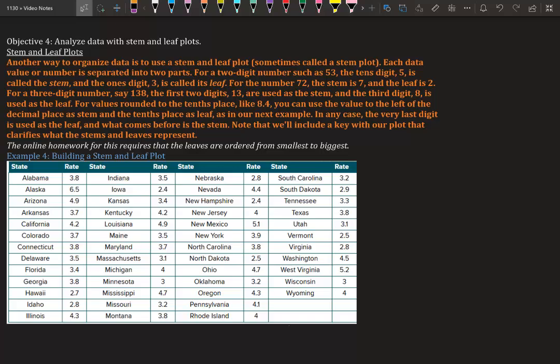For values rounded to the tenths place, like 8.4, you can use the value to the left of the decimal place as the stem and the tenths place as the leaf, as in our next example. In any case, the very last digit is used as the leaf, and what comes before this is the stem. Note that we'll include a key with our plot that clarifies what the stem and leaves represent. The online homework for this requires that the leaves are ordered from smallest to biggest, so we're actually going to have to organize these by numbers for your homework.